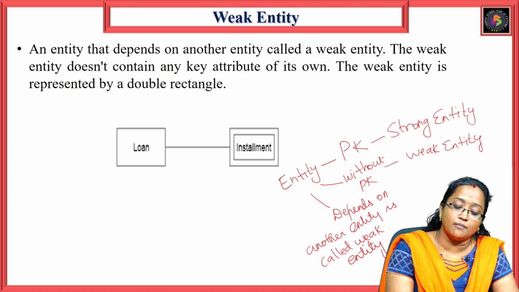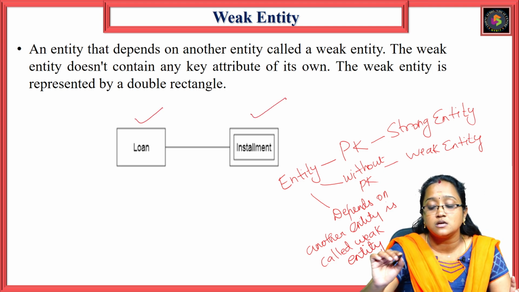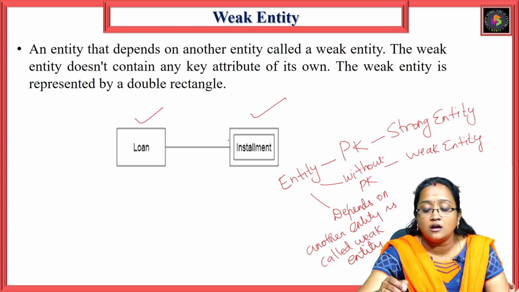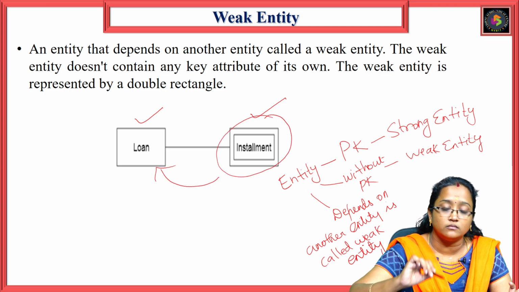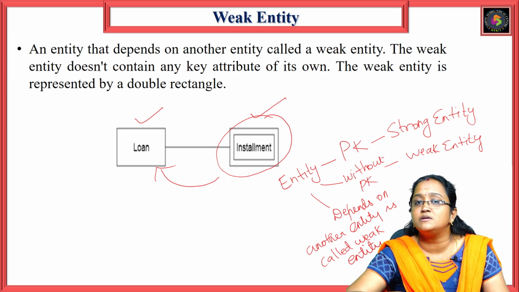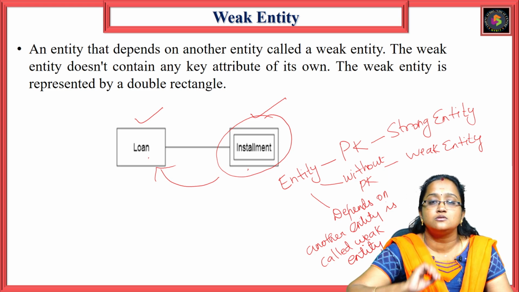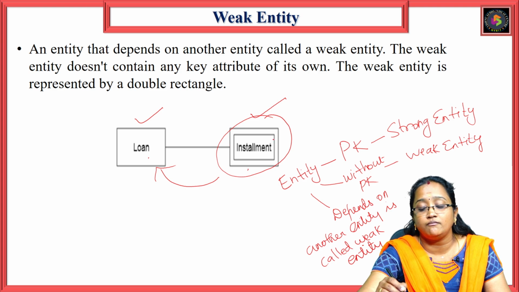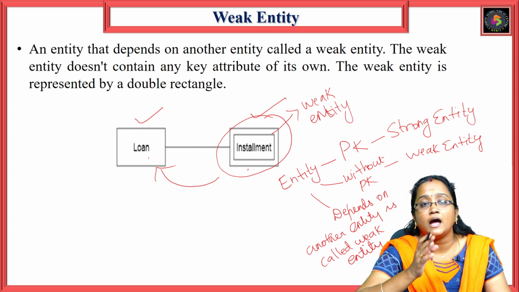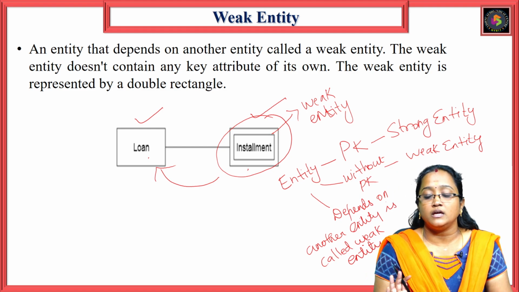Here we take the example of loan and installment. Loan is one entity, installment is one entity. Here the installment always depends on the loan. Based on the loan only, you determine how much the installment is and how many installments you have to pay. So the installment will always depend on the loan, and here the installment becomes the weak entity. When one entity depends on another entity, we simply say that is a weak entity.